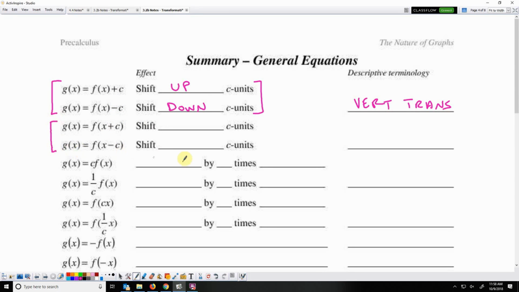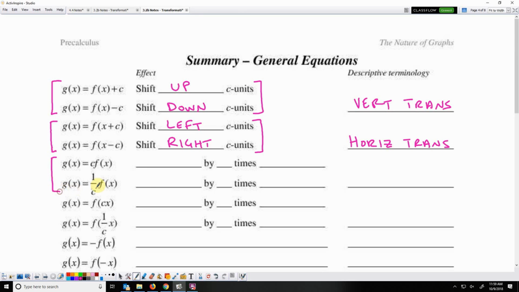These two are also going to go together. So this time the difference is now that plus c and minus c are inside of this function. When it's plus c inside of the function, we go opposite the sign and we shift left. When it's minus c, we go opposite the sign and shift right. And that is a horizontal translation. So anytime you're adding or subtracting, it's a type of translation. Outside of the function is up or down, according to the signs. Inside the function is left or right, opposite the signs.